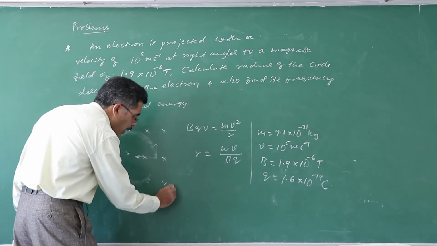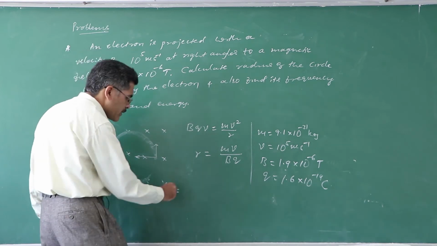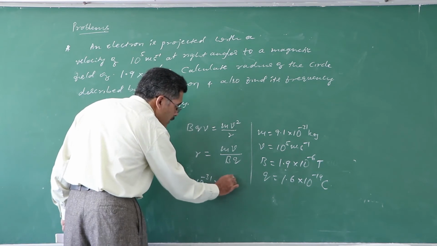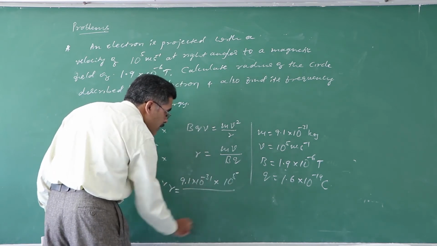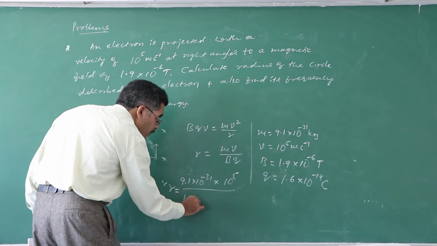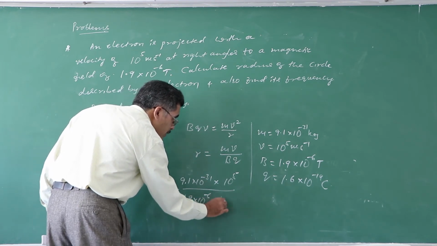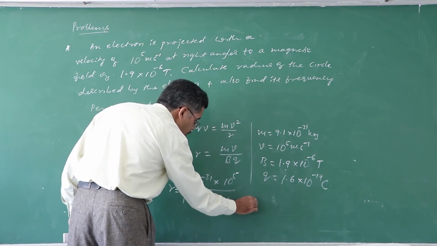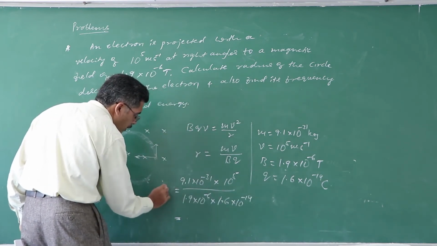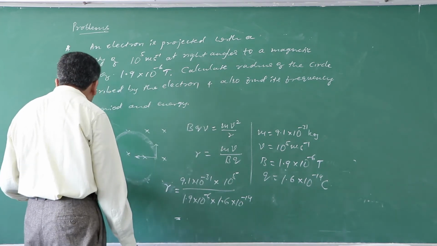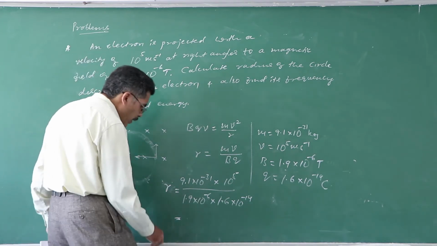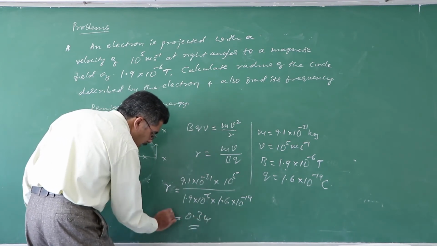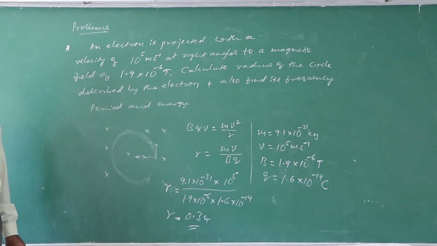So you are going to get R is equal to, mass is 9.1 into 10 raised to minus 31 and velocity is 10 raised to 5. B is 1.9 into 10 raised to minus 6. This is 1.6 into 10 raised to minus 19. Now you make all this substitution and on simplification you are going to get about 0.3 meter. So the radius is 0.299 meter. This is the radius traversed by the charged particle.